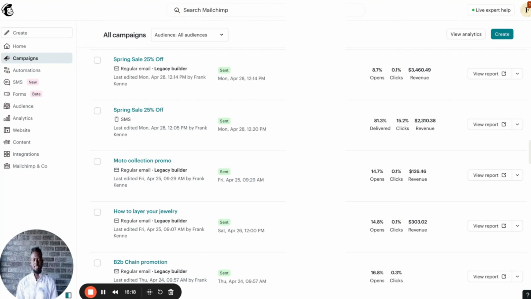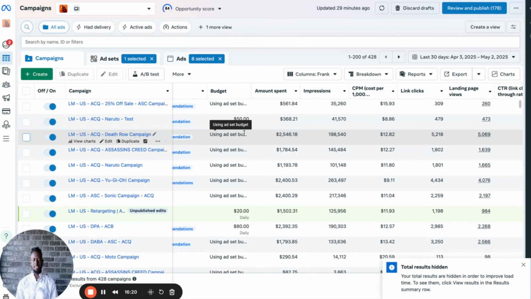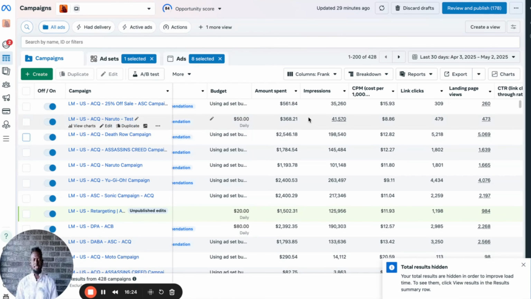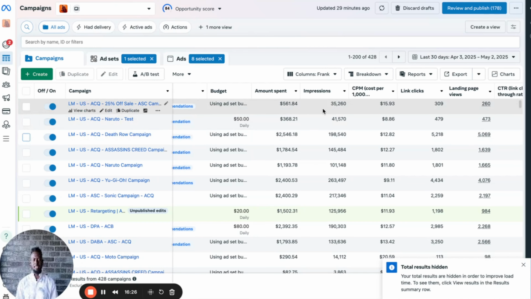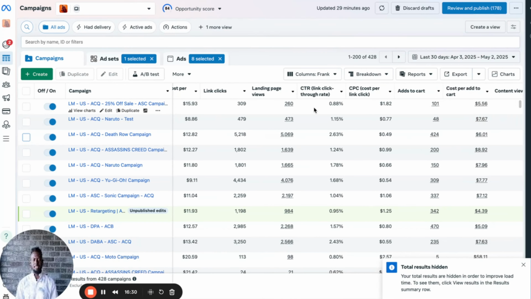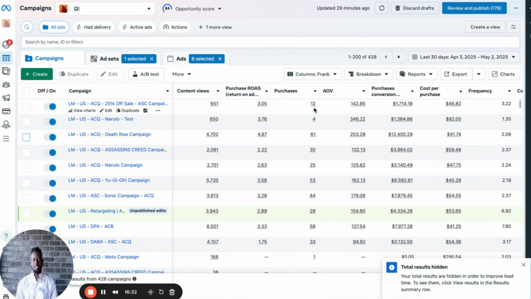Now, let me go on the paid media side and show you what that looks like. The sale is still relatively new. We launched it a couple days ago, right? And we've only spent around $561 on that sale. And let's look at the efficiency so far.